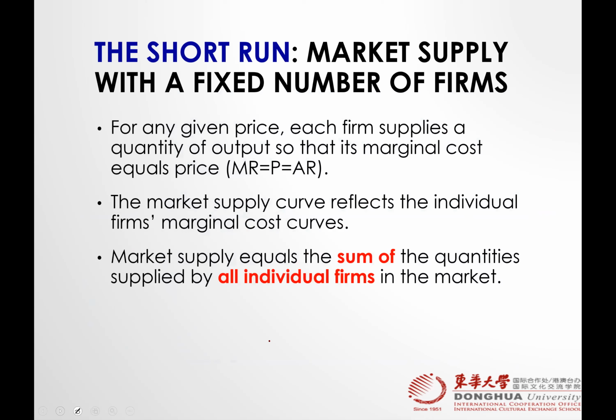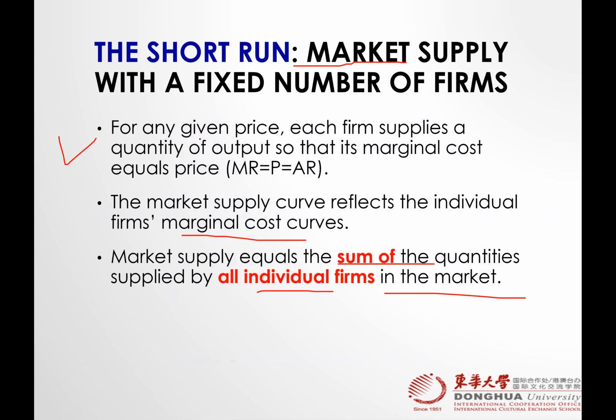And now the scenario. The market supply curve with a fixed number of firms. Up till now we have discussed a particular firm's supply curve, a competitive firm. And now let's talk about the market, right? The market supply curve is the sum of all the individual firms' marginal cost curves. We call that the market supply curve, right?